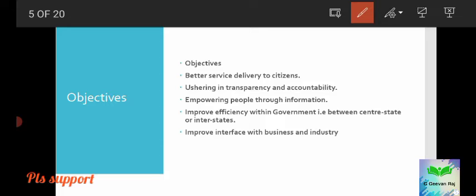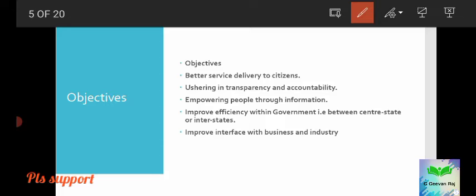The third objective of e-governance is empowering people through information. So, by using various e-governance technologies, for example the computer and the mobile, the government will be able to provide more information to the people and thereby empower them. So, that is a major significance.